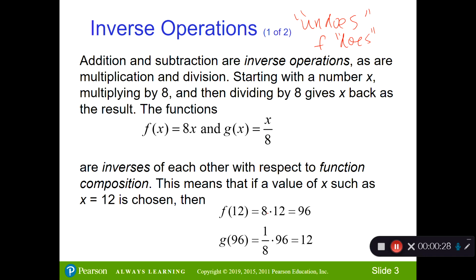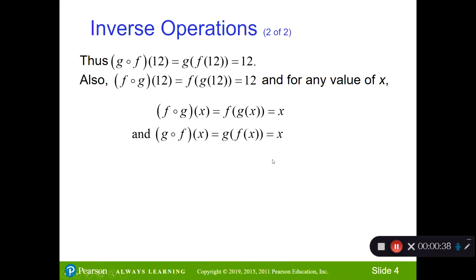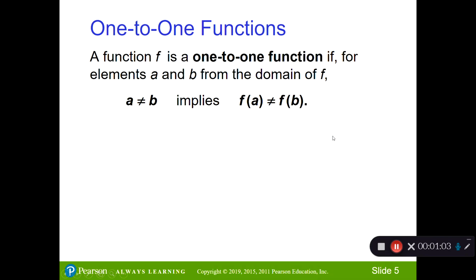Let's look at a specific example. 8 times 12 is 96. So if I take 96 and divide by 8, I get back to 12. In other words, what this is saying is if I compose a function on its inverse, I get back to what I started with. And the other way around, if I compose an inverse on its function, I get back to what I started with. So for two inverse functions, these are always true. The composition of f and its inverse function, or the other way around, its inverse function in f, always give me back originally what I started with.